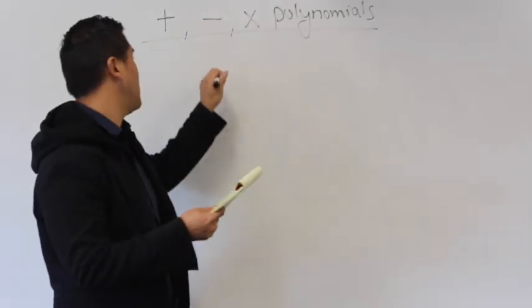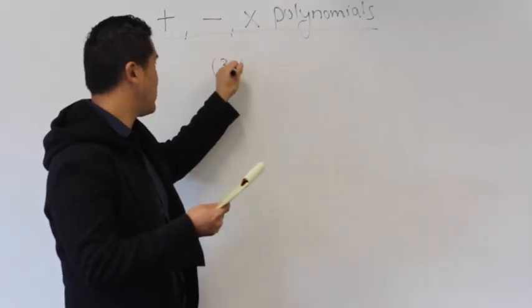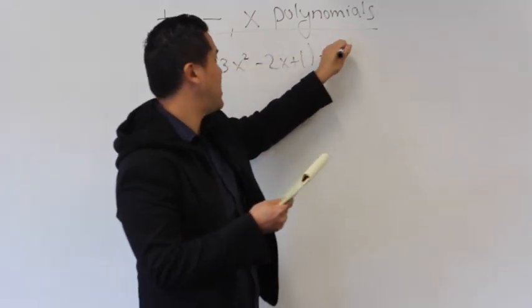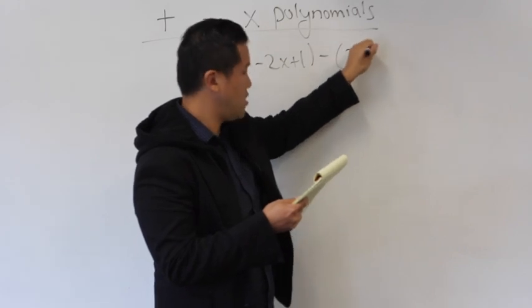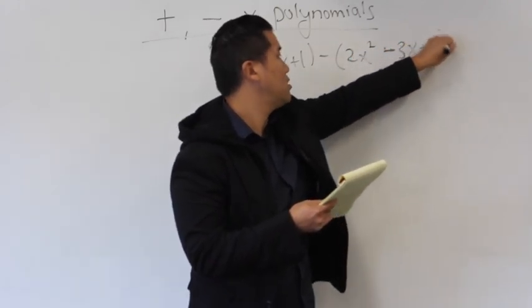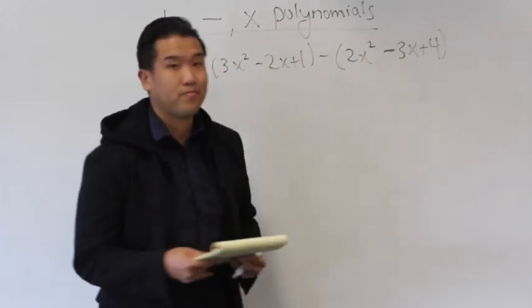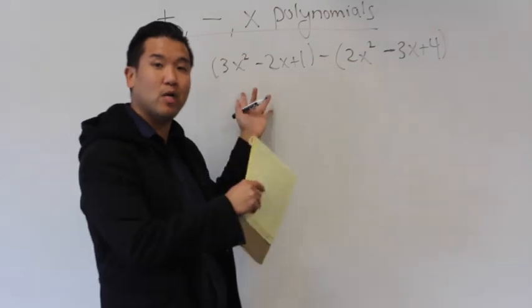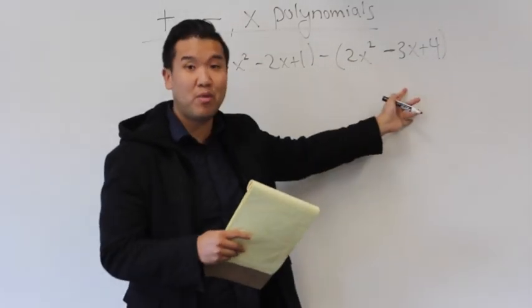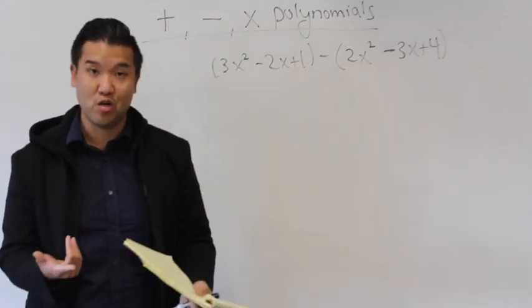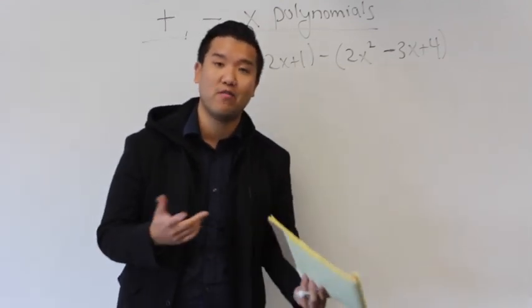Alright, intermediate problem. We're going to take 3x squared minus 2x plus 1, subtract 2x squared minus 3x plus 4. So give about 30 seconds to a minute. Try this. Be careful. We are subtracting one polynomial from another polynomial. We're subtracting, so you actually technically have to distribute the negative first. So do that. Try your best. Don't give up. Go.